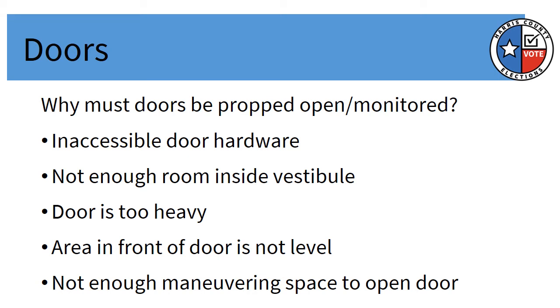If your checklist says to prop open a door, do not prop it open with a large object, such as a trash can, that obstructs the width or clearance at the door. If the door cannot be propped open, you must post an election worker to open the door for voters throughout the entire election.